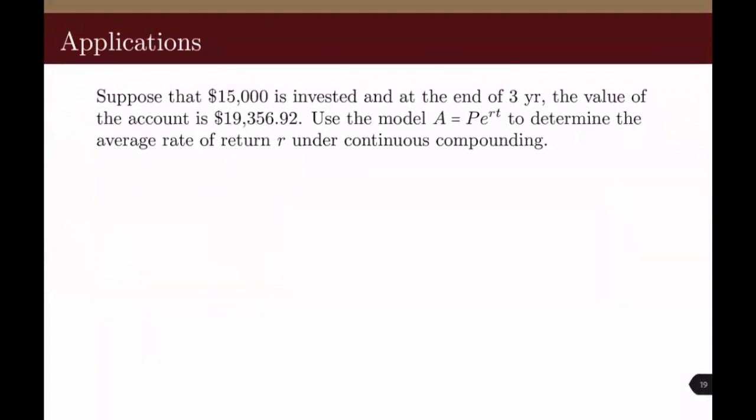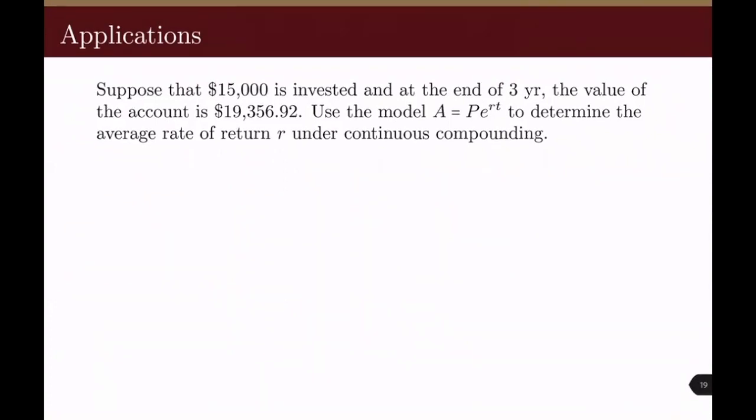Next, we're going to do some applications problems. All right, so suppose that $15,000 is invested, and at the end of 3 years the value of the account is $19,356.92. Use the model A equals P e to the rt to determine the average rate of return r under continuous compounding. So first, we want to assign all of our letters.